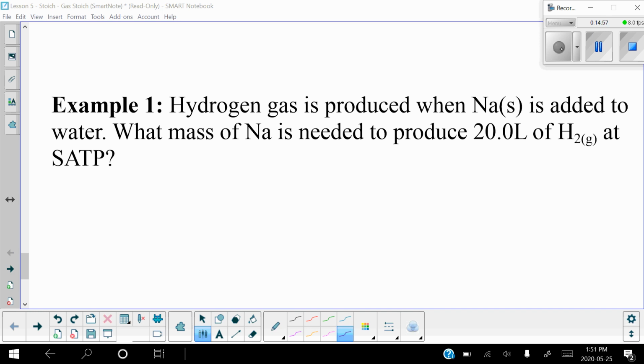at SATP? Just like every Stoich problem so far that we've done, you need to write a balanced reaction. Without a balanced reaction, we can't really get an idea of what we need and what we need to do. So hydrogen gas is produced when sodium is added to water. Sodium, solid, plus water, and produces hydrogen gas.